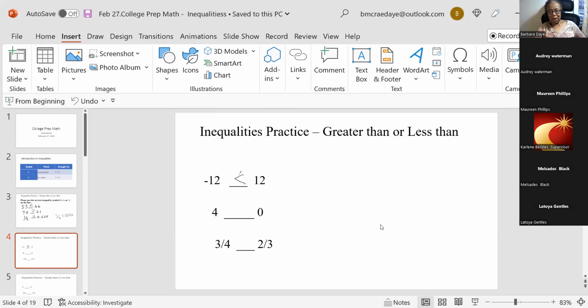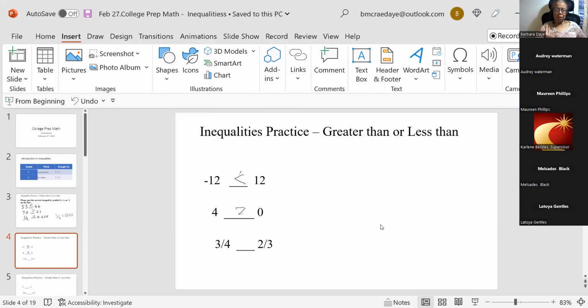Yes. Okay. Maureen, 4 and 0, less than, greater than, equal? Greater. Greater, that's right. 0 sits in the middle of the number line and all the positives are on the right and the negatives on the left. So 4 is bigger. Now again, we have two fractions, 3/4 and 2/3.